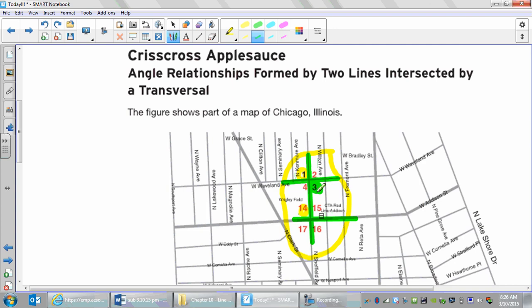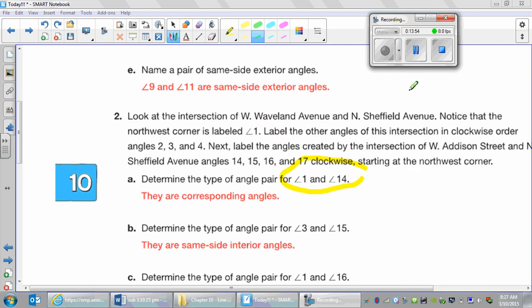Okay, here's 3. Here's 15. Are they on the outside? No. Are they on the inside? Yes. Are they on the same side? Yes. So what would we call that? Same side interior angle. So this 10-3 is kind of learning all this new vocab here.